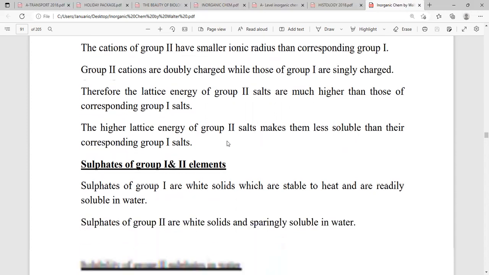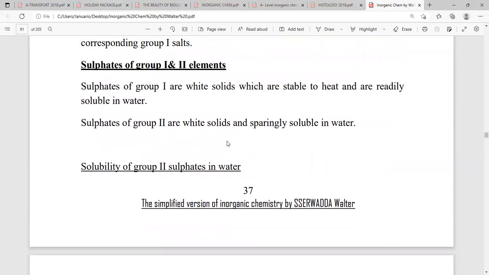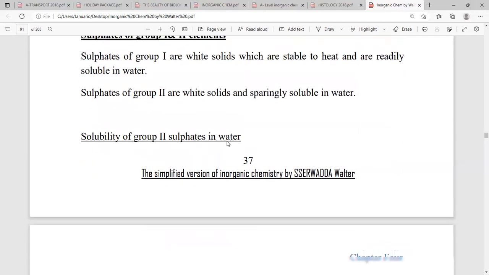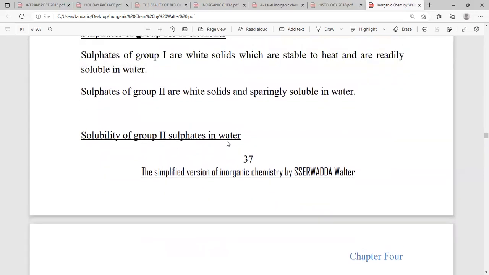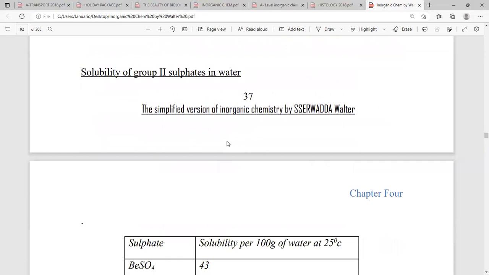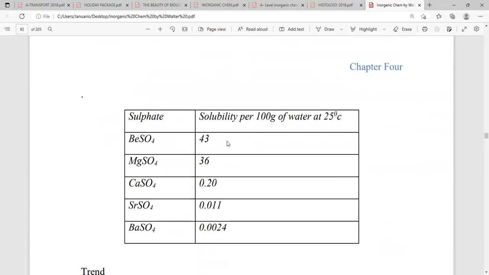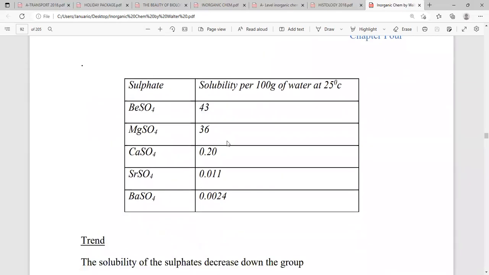You look at the sulfates of group 1 and 2. Sulfates of group 1 are white solids and are stable to heat and are readily soluble in water. That means they do not decompose on heating. But the sulfates of group 2 are white solids and sparingly soluble in water. They are less soluble in water, whereas the other ones in group 2 are readily soluble in water. As you go down group 2, the solubility of the sulfates in water decreases.